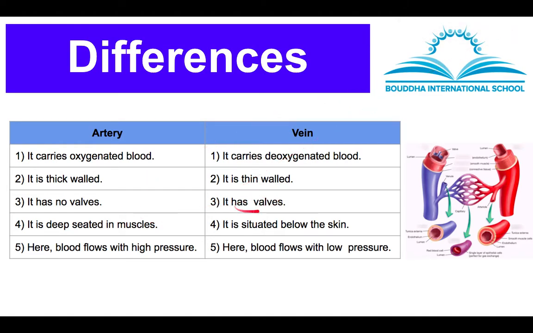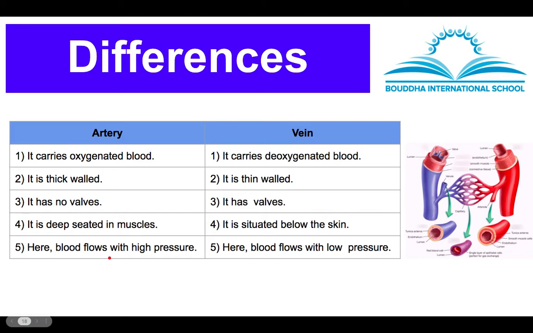But in the vein, blood flow is low pressure. So that's why there is a chance of the blood returning. So naturally it is given valves so that there will be no backflow of blood. And artery is deep seated in the muscle, that's why it is not visible by eyes, but vein is just present below the skin, that is why it is visible to us.